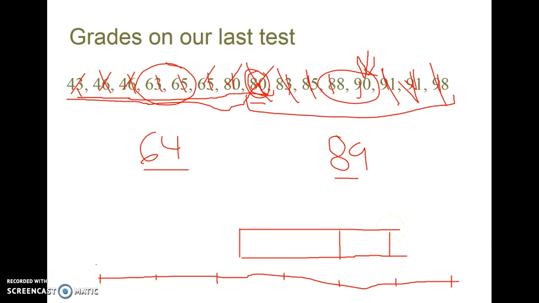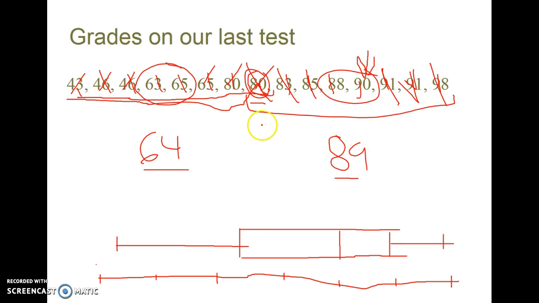There's my box. Then I'm going to put another line at 43, which is right about here, and another line at my top number, which is 98, which is about right here. And I'm going to connect those lines to my box. Now, obviously, this doesn't look very good because it's sloppily done, but you can see here's my box plot.